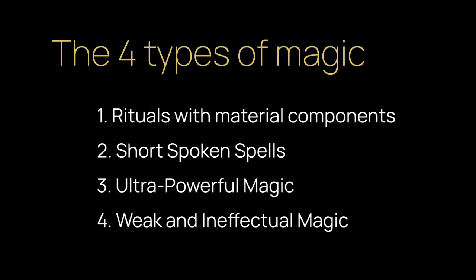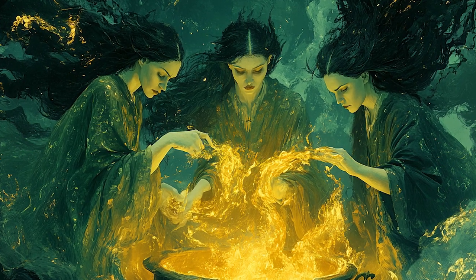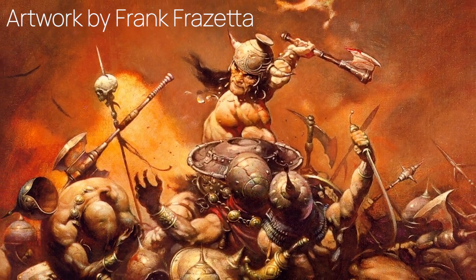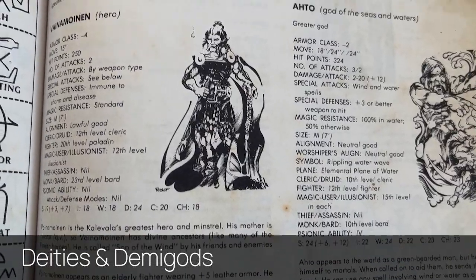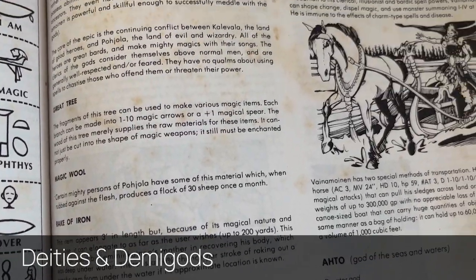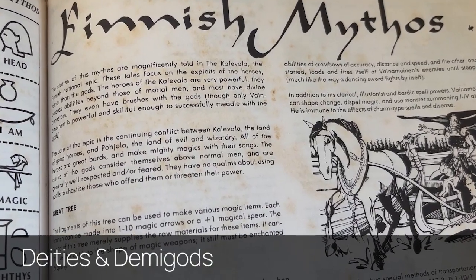He labels the first type as, quote, those systems which require long conjuration with much paraphernalia, end quote. He's speaking, of course, of rituals and material components used in Shakespeare's Macbeth and Robert E. Howard's Conan series. The second cardinal type of magic consists of, quote, the relatively short-spoken spell, as in Finnish mythology, or as found in the superb fantasy of Jack Vance, end quote.